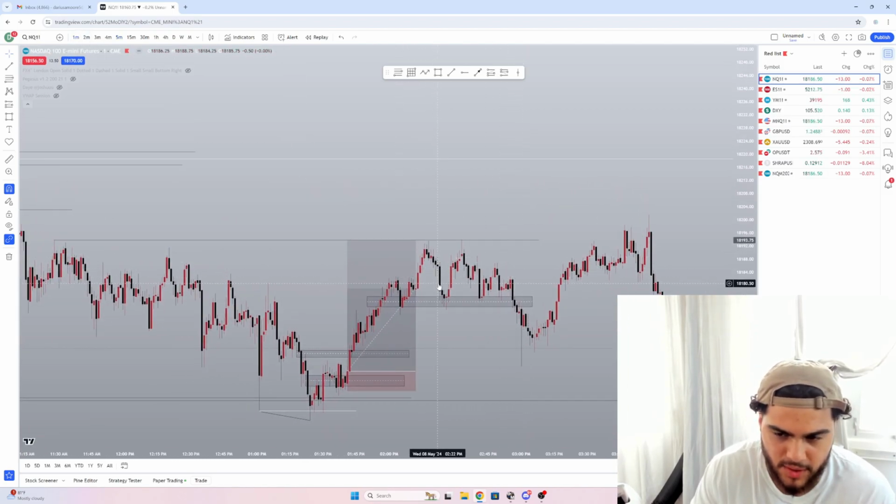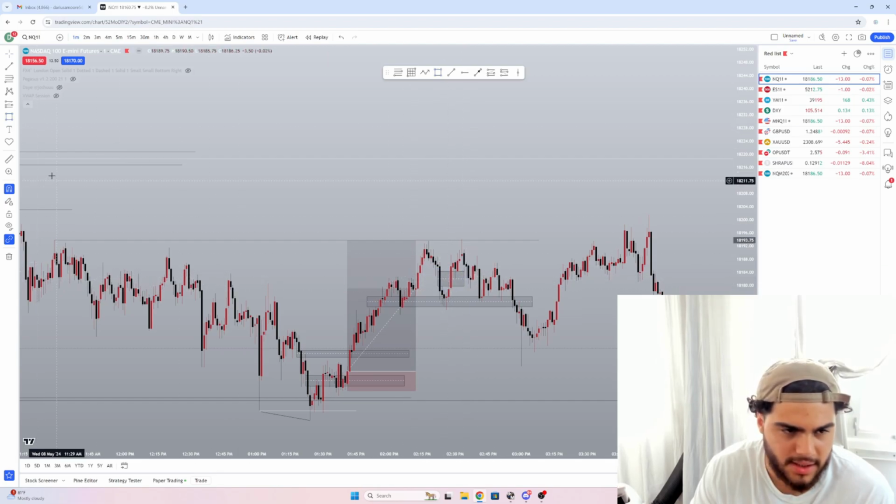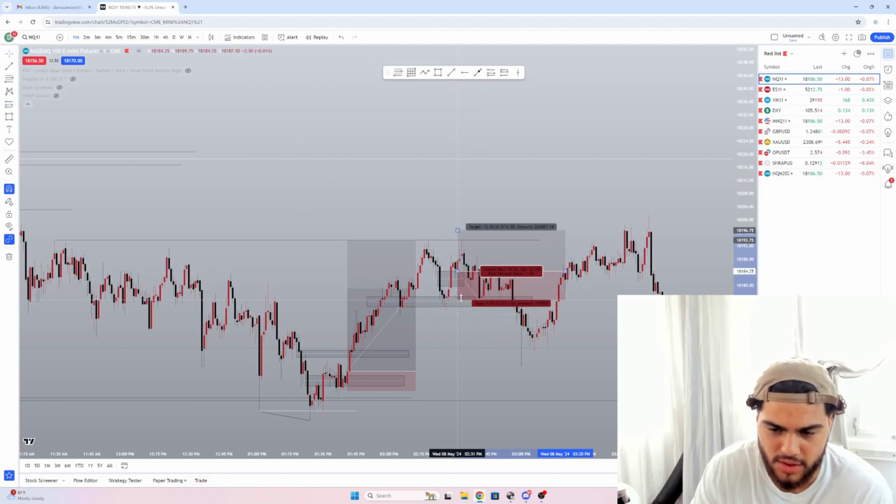All I needed was this inverse, and that would have been the most clear long of my lifetime. And that's exactly what we got. It's a no-brainer long, bro. This right here is a no-brainer trade. You should take this trade every time you see it. It's just so obvious.